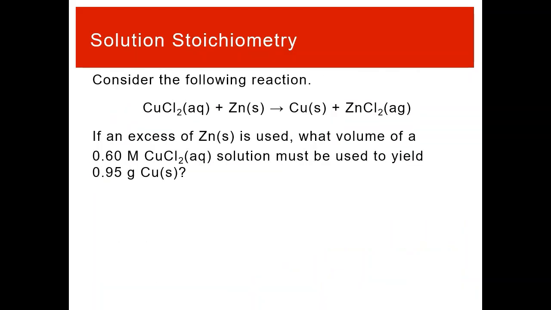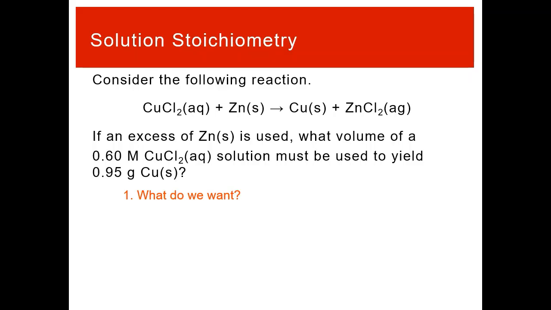So consider the following reaction. I have copper 2 chloride plus zinc becomes copper plus zinc chloride. If an excess of zinc solid is used, what volume of a 0.60 molar copper 2 chloride aqueous solution must be used to yield 0.95 grams of copper solid?